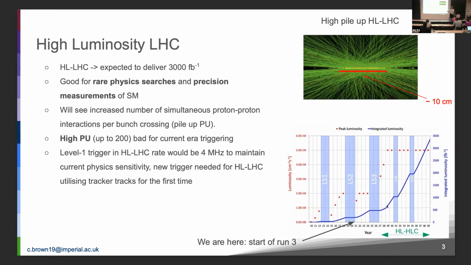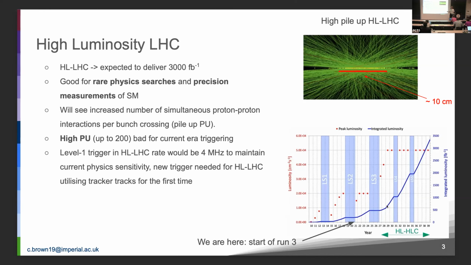And to make this all possible, we'll see an increased number of proton-proton interactions per bunch crossing, or pileup. And this very high pileup, for the ultimate high Lumi, we'll be looking at a pileup of 200, which is about 7 or 8 times greater than we currently have. This is terrible for our current era triggering.